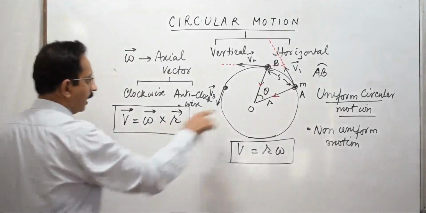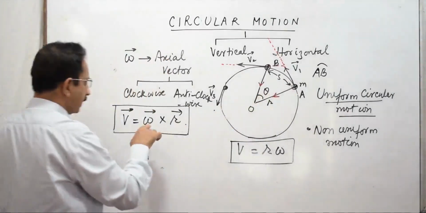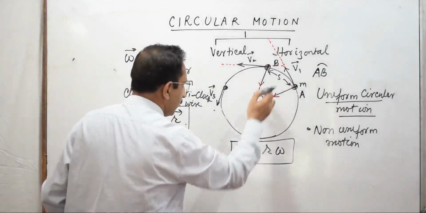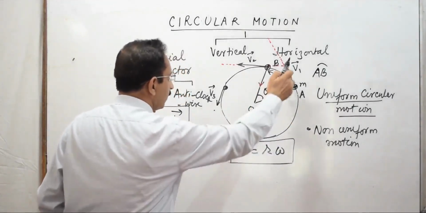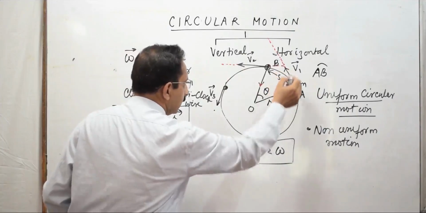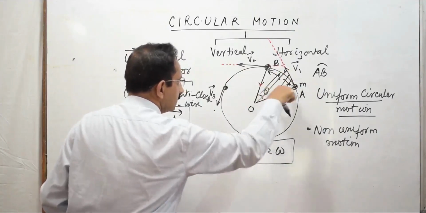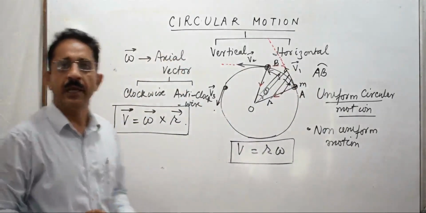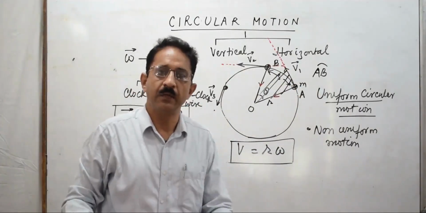What is the direction of R? It is along the radius. What is the direction of omega? Omega will be outwards. That means it will be perpendicular to the plane formed by V and R. So if you take the plane of V and R, here is the plane formed by V and R. This is the R vector, this is the V vector, and this plane has omega perpendicular to it.